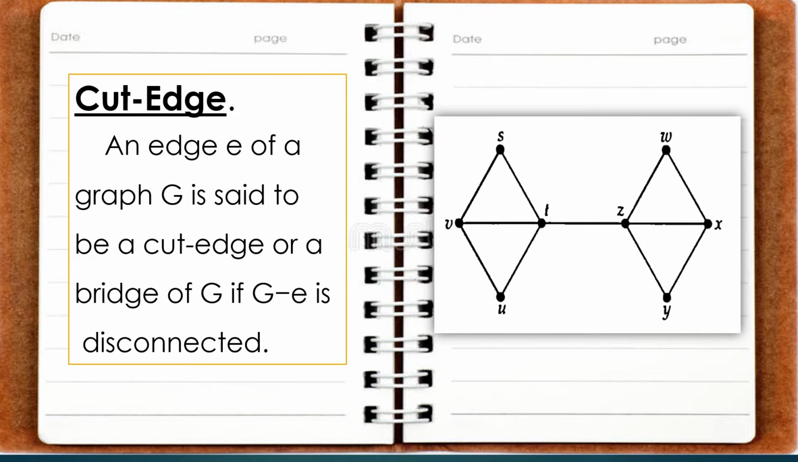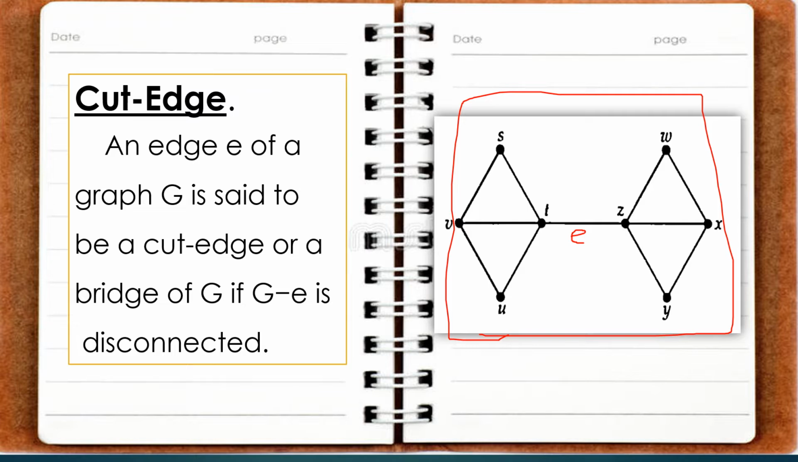For this video, we are going to discuss cut edge and cut vertex. A cut edge is an edge E of a graph G is said to be a cut edge or a bridge of G if G minus E is disconnected. Let's say we have this example. So in here, our E is this one, the edge DZ.